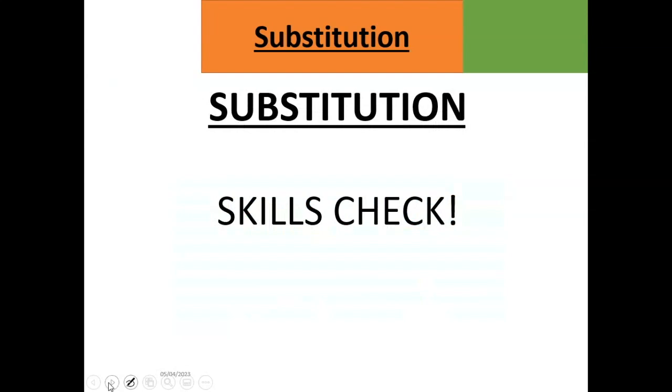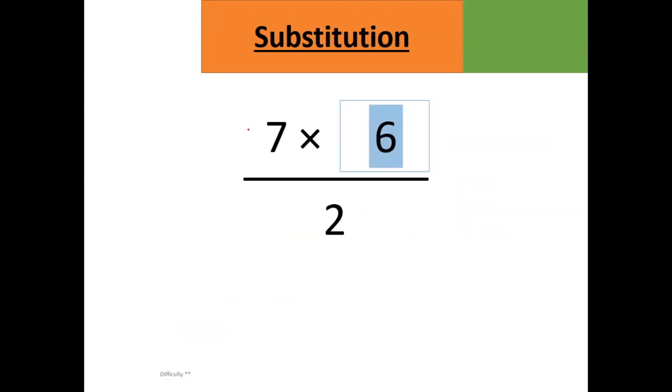Okay, this is skills check. So this is just making sure that we know how to use our BEDMAS rules. The reason I have this one in here is because for BEDMAS, our brackets, exponents, but our division and multiplication is the order in which they appear. This line indicates division. So if I was doing this in order, I would do my 7 times 6 first before I divide by 2. If you just put this into your calculator, it's going to do it wrong.